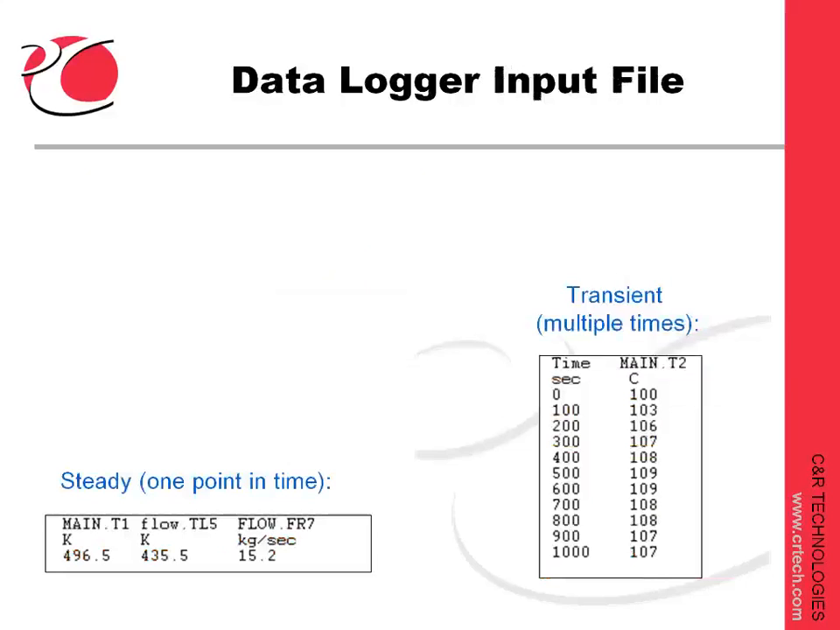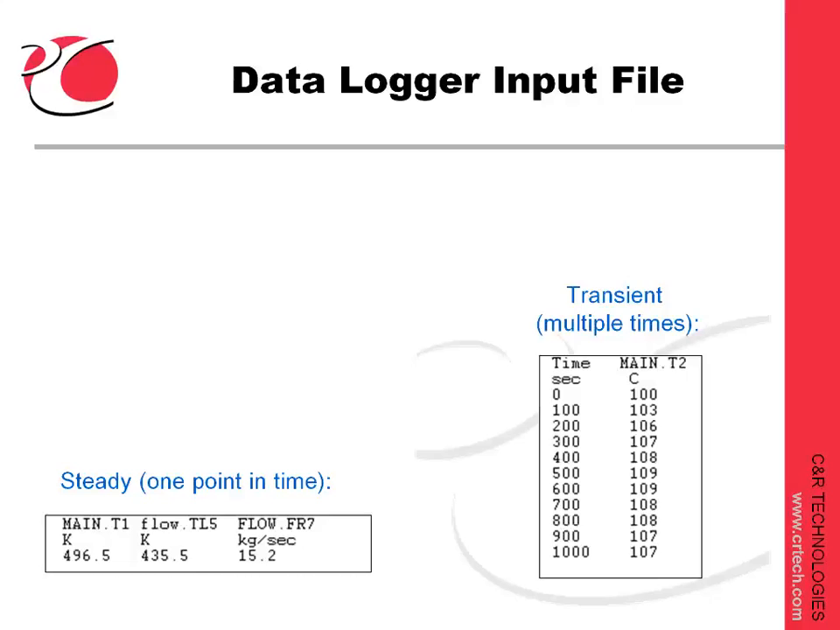You can have multiple data loggers in any one model. For each data logger, you'll need to provide an input file that both names the comparison points in your model and which contains the test data that you want to match with. The file at the bottom left is for a single time, and that's all you'd need if you wanted to compare with a steady state analysis.